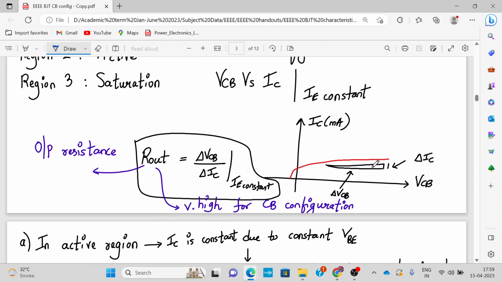So it's a very wide variation. So it will be like x coordinate upon y coordinate, so delta VCB upon delta IC at a constant IE value. This will be pretty high for the common base configuration because delta VCB is a large variation and delta IC is a smaller variation in milliamperes. So R out will be very high for common base configuration.